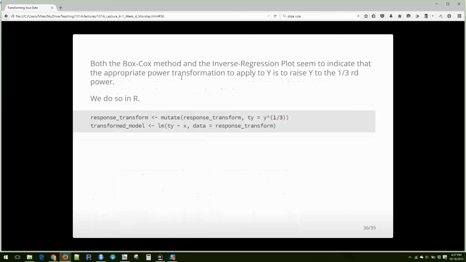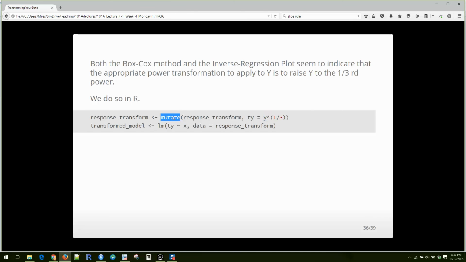Okay, so we can then fit the transformed model. So the boxcox method and the inverse regression plot, both of these seem to indicate that the appropriate power transform to apply is to raise y to the 1/3 power, which makes sense to us. Okay, and so to do that, I'm going to take our data response underscore transform, which is the original data set, and I'm just creating a new field called ty, the transform of y, which is y raised to the 1/3.